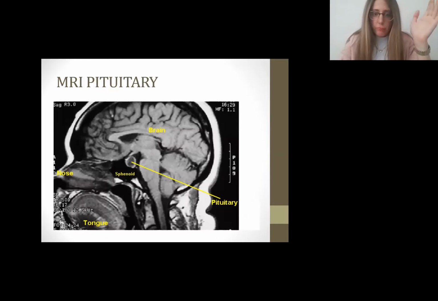Okay, this is an MRI. I know this is a CT picture, but it would not be complete if I did not talk about pituitary adenomas. It is very important to know where the pituitary is located, not just during your test. When treating your endocrine patients, you will have to resort to MRIs of the pituitary.